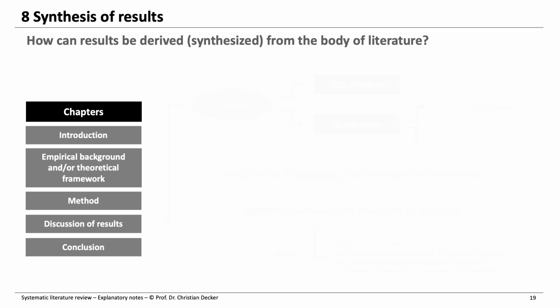How can results be derived, synthesized from the body of literature? The systematic research and selection of literature has a distinctly technical character and is often a lengthy and strenuous work. On the other hand, the analysis of the selected body of literature and the synthesis of results can be intellectually enriching and very satisfying. After all, the aim is to find answers to the research question in an investigative and creative way.